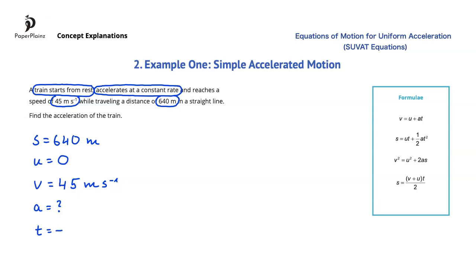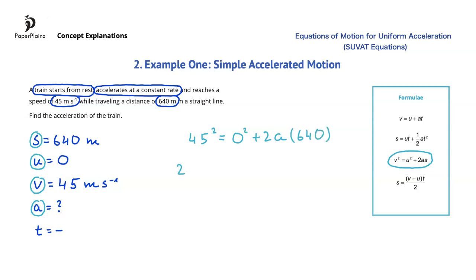The next step is to figure out which equation to use. The equation we choose should include the 3 variables that are given in the question, so S, U, and V, and the variable that we are looking for, so A. The equation that includes all 4 variables is this one. Let's substitute. 45 squared is equal to 0 squared plus 2 times A times 640.